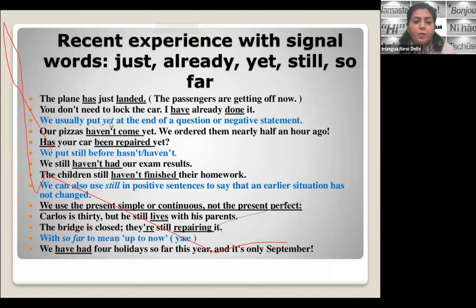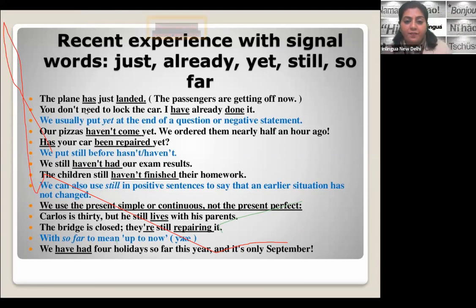We usually put the word yet at the end of a question. So that is Mantasha's question answered. Mantasha asked me, what is the difference between yet and before? We put the word yet at the end of a question or a negative statement. Now, if you notice the heading of the screen, it says that we express recent experiences with signal words like just, already, yet, still, and so far. So what are these words?